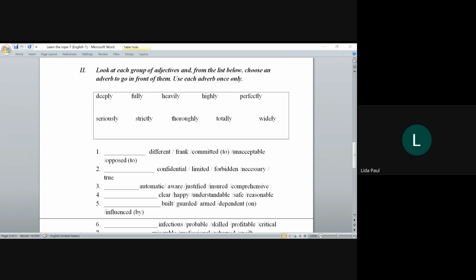Third one: automatic, aware, justified, ensured, comprehensive. This will be easy. Fully, right? At least if you know fully automatic. All of you are right. So fully automatic, fully aware, fully justified, fully insured, fully comprehensive. All of those adjectives go very well with the adverb fully. Fourth one: dash, clear, happy, understandable, safe, reasonable.